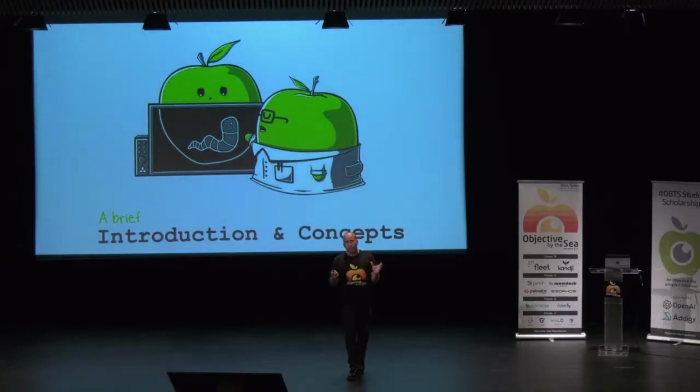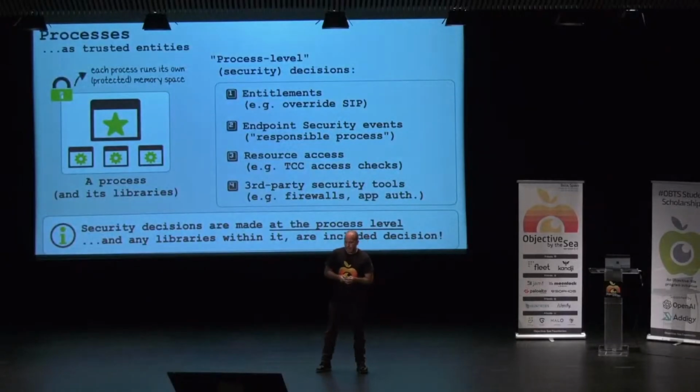All right, let's start with a brief introduction and some concepts. First, let's talk about processes, really in the context of them being trusted entities. So I'm sure you all know that a process runs in an isolated address space that includes the main application binary or program binary, and also any of its libraries or dependencies. Now, the most important thing for the context of this talk is that security decisions are made at the process level. And that is also extended, therefore, to any libraries, any dependencies that are also loaded in that same process.